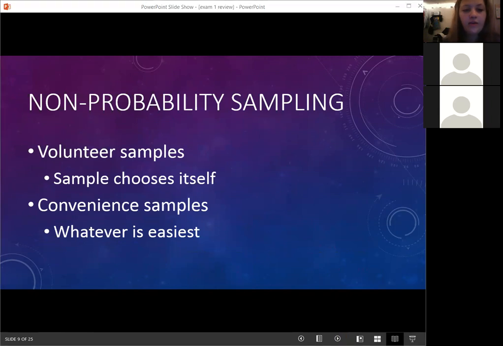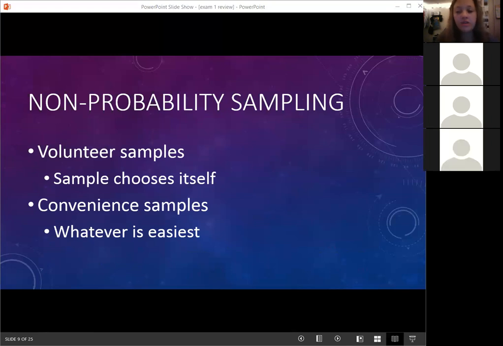Okay, so non-probability sampling, this is when we're discussing the fact that in our sampling, there's not a probability for one or the other. There's not a certain probability that one could have happened over the other. So these are more similar to observational studies. Volunteer samples are where the sample chooses itself: if the person volunteers to participate, they do. If they don't, they don't. So the sample is just based upon who volunteers.